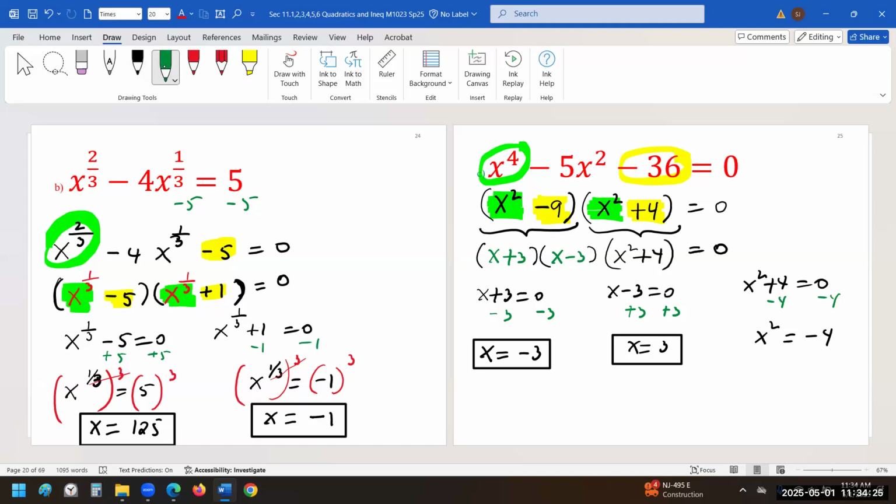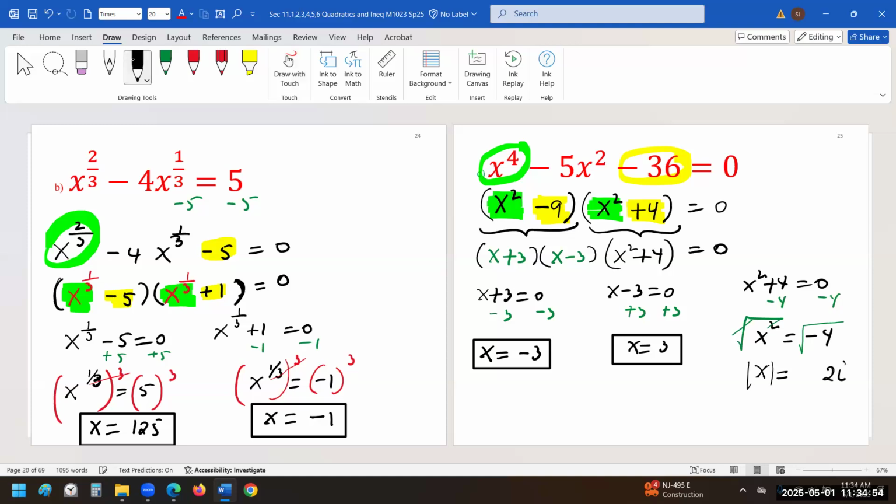From x squared, if you want to get x, square root. Square root and square cancel out. We're supposed to get absolute value of x, but instead of writing absolute value of x, we write only x. But what do we write on the other side? Definitely 4i, 2i.